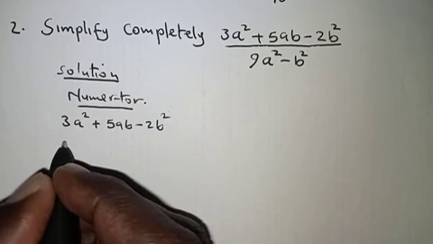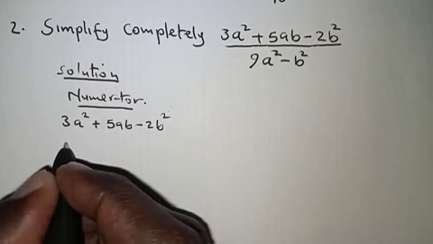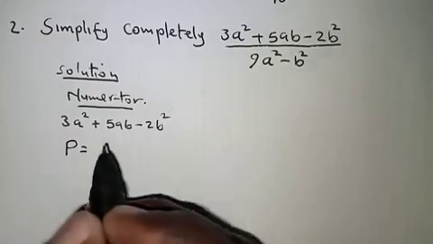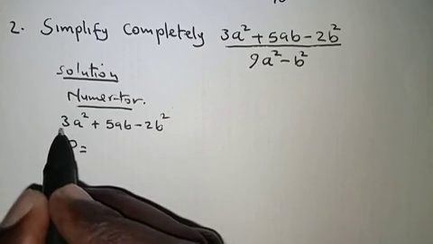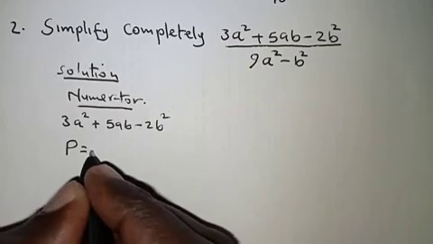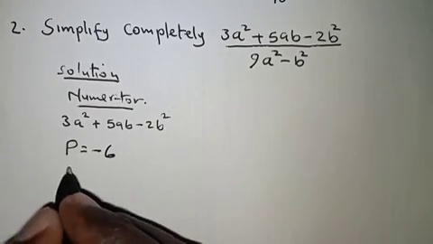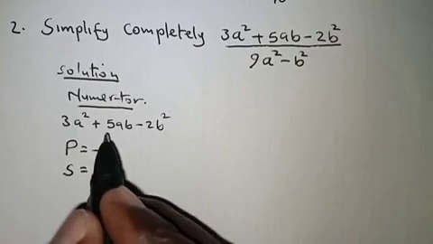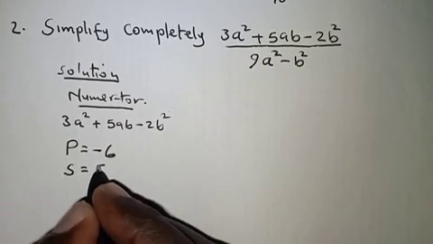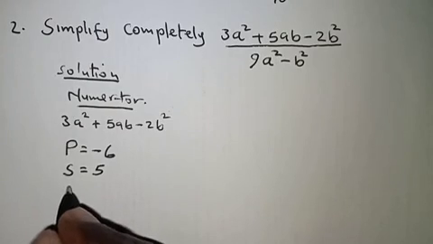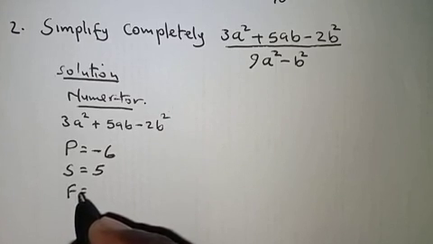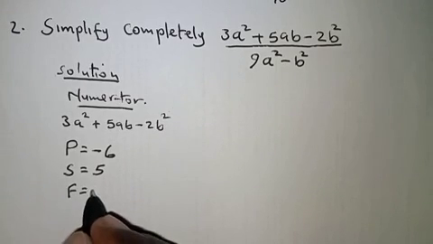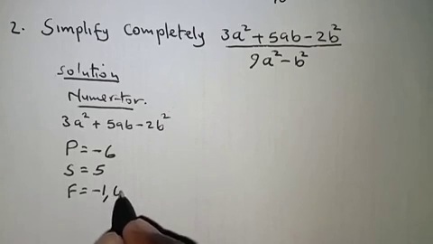Applying the factor method, we are going to get two numbers such that the product should be equivalent to the product of 3 and negative 2, which in that case is negative 6, and their sum should be 5. So the two factors, if you check well, should be negative 1 and 6.